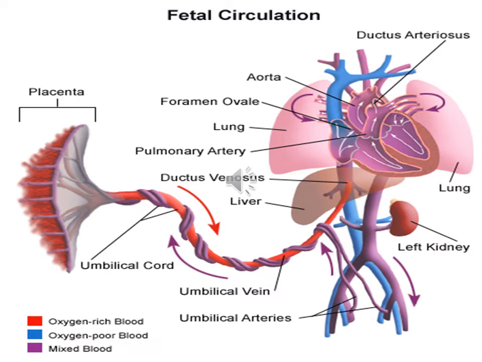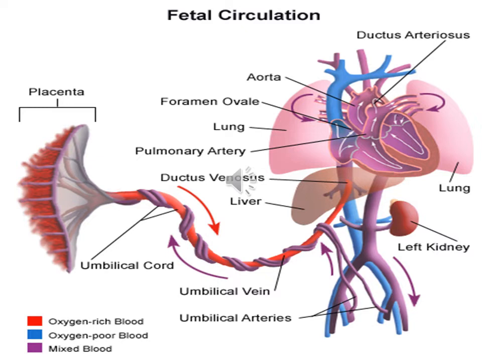In the liver, there is the ductus venosus. Blood from the umbilical vein will be carried to the liver, and some will be mixed with the sinusoidal blood also, and the other will be carried through the ductus venosus, which will bypass the liver directly to the inferior vena cava.